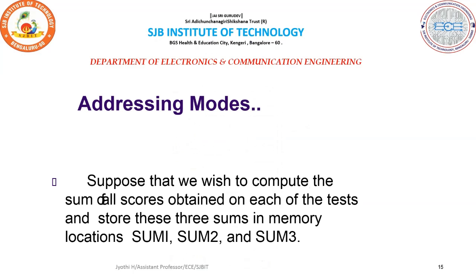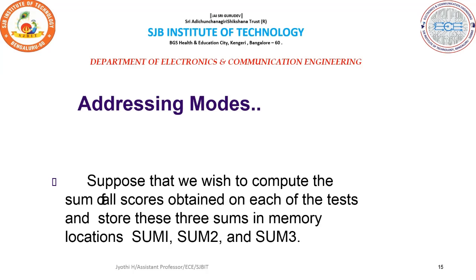This is the second example, where suppose we wish to compute the sum of all the scores obtained in each of the tests, and store these sums in memory as sum 1, sum 2 and sum 3. A possible program for this task is shown in the figure. In the body of the loop, the program uses the index addressing mode to access each of the three scores in a student record, and register R0 is used as the index register. Before the loop is entered, R0 is set to point to the ID location of the first student record, and thus it contains the address of the list.